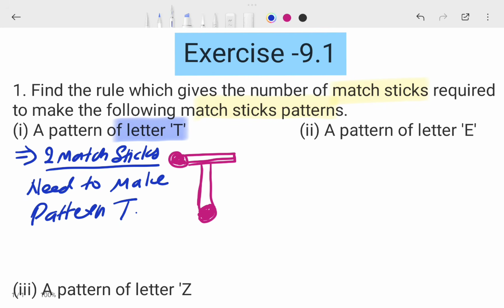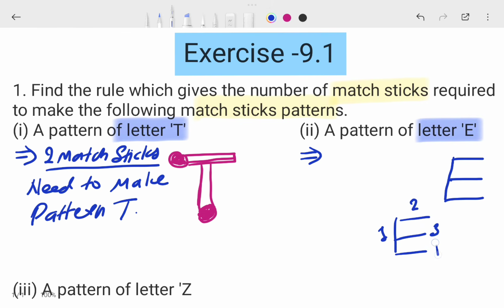Now let's talk about the second question. The second question says to make a pattern of the letter E. How many matchsticks do we need to make the E? How do we make E? We draw one straight line, then one line like that, one line like that, one line like that. One straight line, then second, then third, and this is fourth. So generally we need four matchsticks to make the letter E shape.